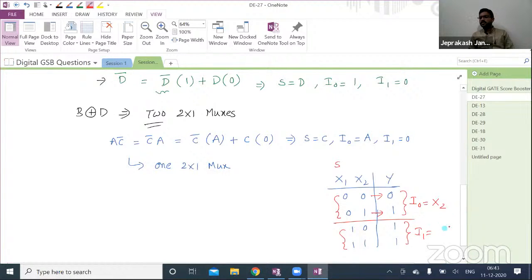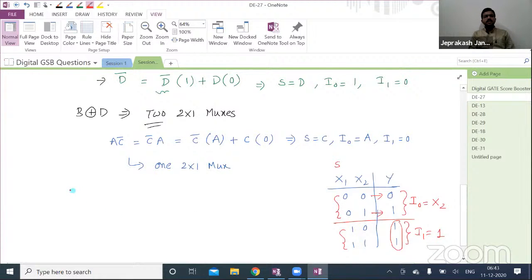I1 value is 1. Very good, Srinivas. See, just observe. You have to observe the output with respect to the other variable. Whether x2 is 0 or x2 is 1, you are getting output as 1. Whereas here, whatever the x2 value is, that you are getting at the output. Yes, very good, Michael, Priya. Yes, I1 value is 1.